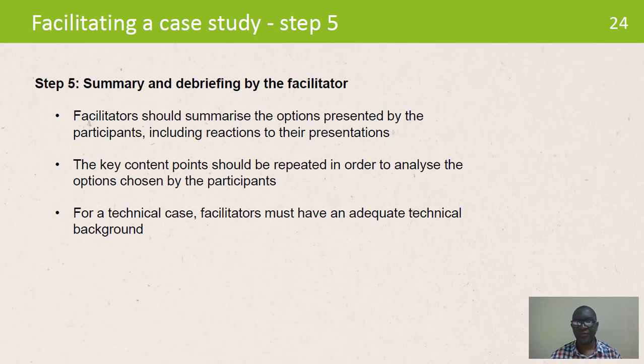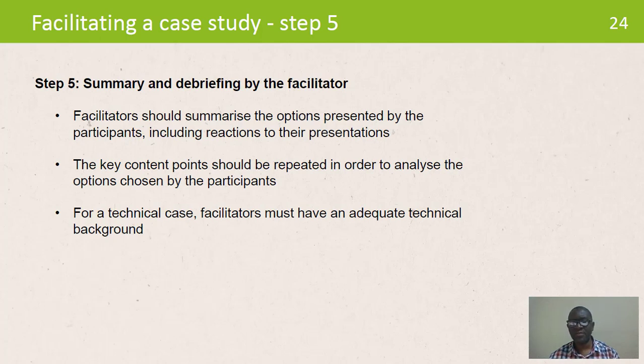Step 5. Summary and debriefing by the facilitator. Summarizing is the added value brought by the facilitator. The summary relies on the solutions proposed by the participants. Facilitators should summarize the options presented by the participants, enriching them with the reactions provoked by the presentations. The actual debriefing review of the activity can then begin.